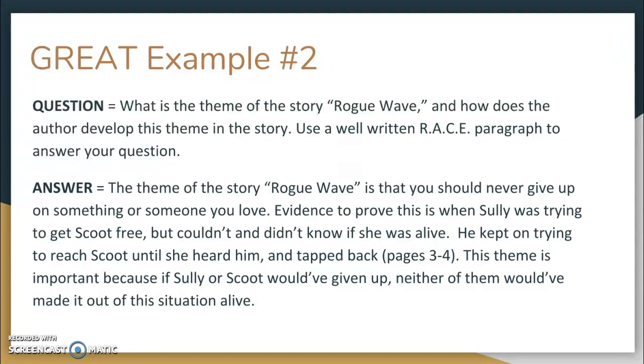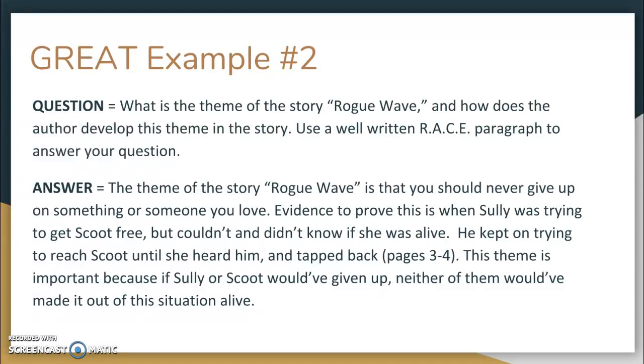Evidence to prove this is when Sully was trying to get Scoot free, but he couldn't, and he didn't know if she was alive. He kept on trying to reach Scoot until she heard him, and she tapped back, pages 3 through 4. So, again, this is what's great. This is why they got 100. They cited their evidence, and they gave very specific evidence to prove their point. Last but not least, this theme is important because if Sully and Scoot would have given up, neither of them would have made it out of this situation alive.